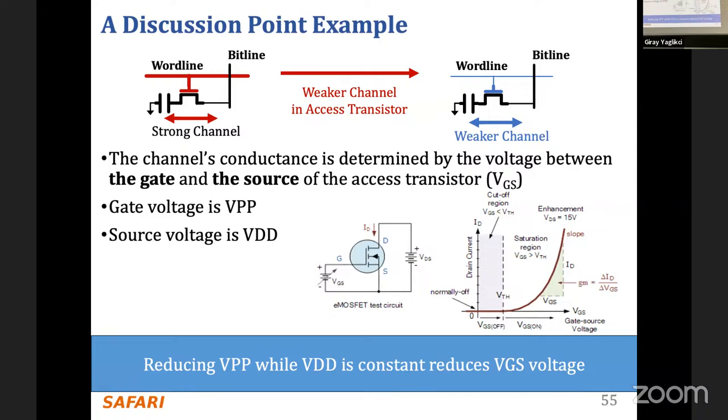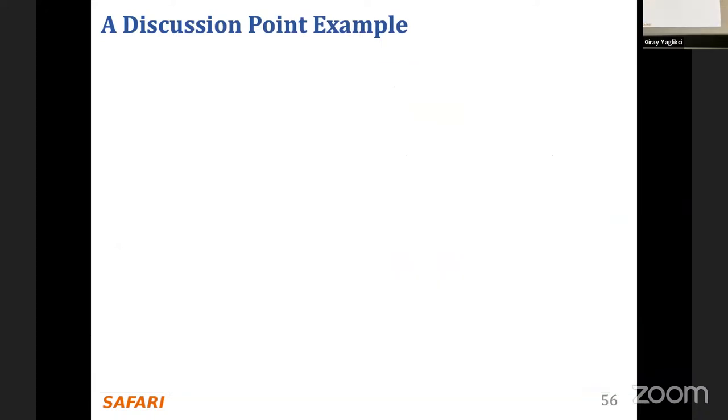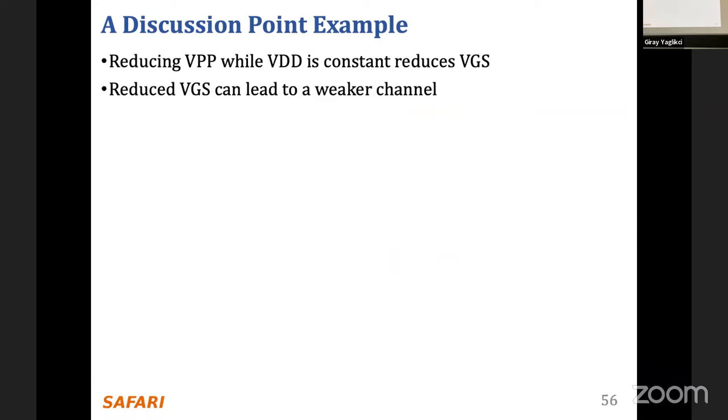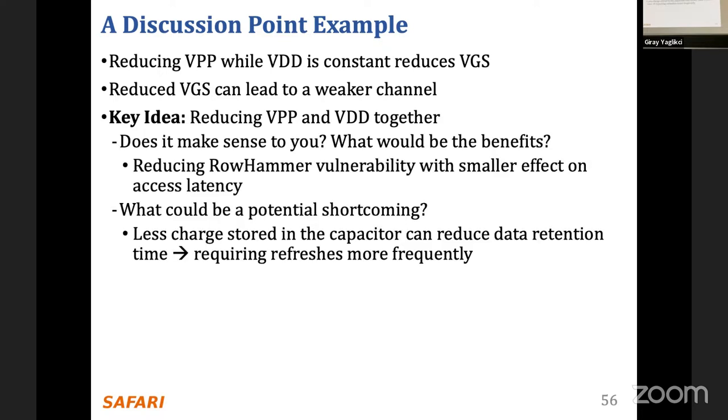So this is a problem here, and this is why our access latency is increasing. Reducing VPP while VDD is constant reduces VGS, and reduced VGS can lead to a weaker channel. And why not reduce VPP and VDD together, right? If you also reduce VDD, then we can maybe have a larger VGS and it would conduct better. So would that work? Does it make sense to you?